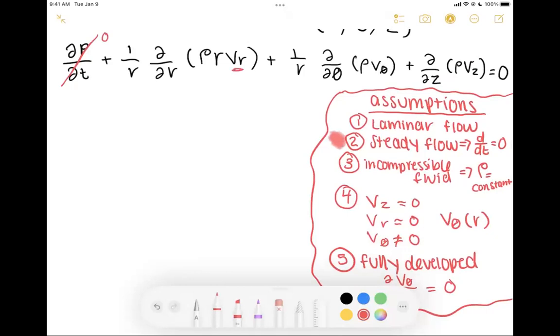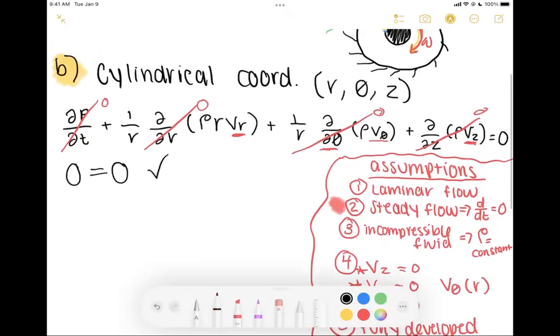Our VR, we determined that VR is 0 here, so this whole equation is going to be 0. On this one, we determined that dV theta over d theta is equal to 0 as well, which is our fifth assumption, so this is all going to 0. And our VZ is also 0, so we set that equal to 0. Then we end up with 0 is equal to 0, which is what we want in a problem like this. It typically means it's a little bit easier to solve.